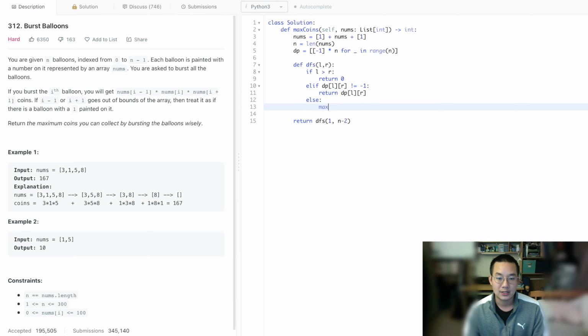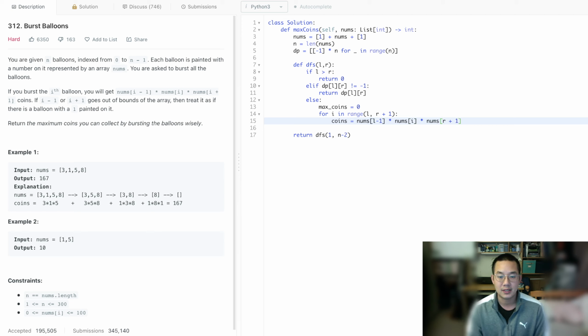Otherwise, we're going to set our max coins to be equal to 0, and let's find the max coins for each item. So for i in range of length times r plus 1, we're going to take coins equals nums[l-1] times nums[i] times nums[r+1]. So these are basically going to be the item that we select at this particular point, and the ones at the end, as shown in the description below.